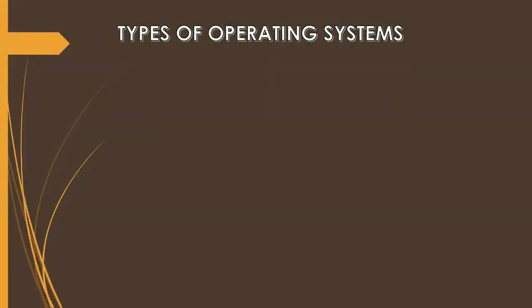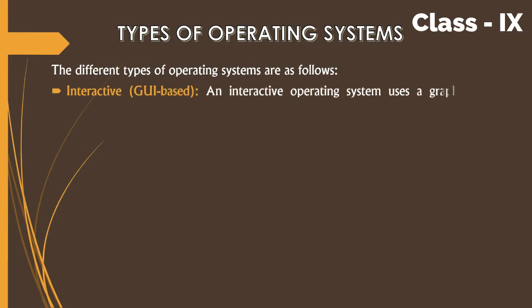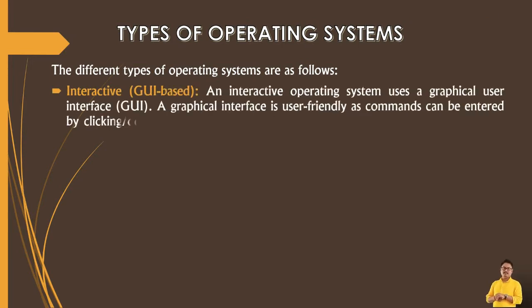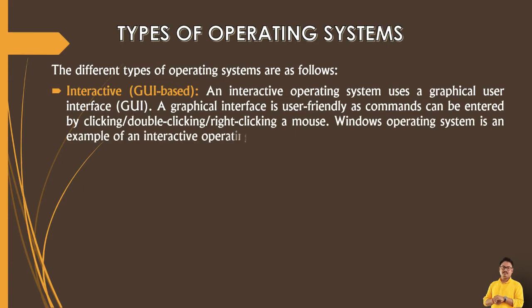So now, types of operating systems. The different types of operating system are as follows. The first is interactive, GUI based. Interactive GUI based is what? It is a graphical user interface. Graphical user interface means user friendly, as commands can be entered by clicking, double clicking, or right clicking a mouse. Windows operating system is an example of an interactive operating system. So the operating systems which you commonly use in the computer are interactive operating systems, GUI, graphical user interface.